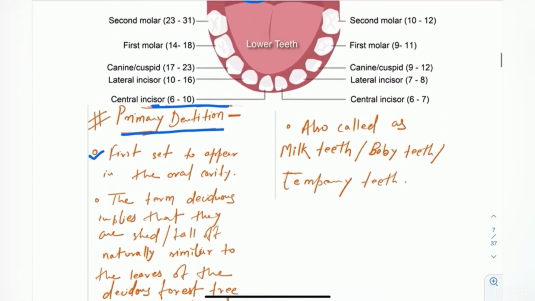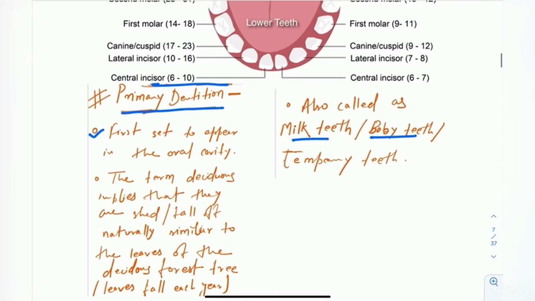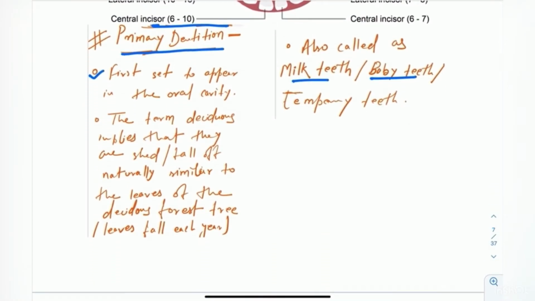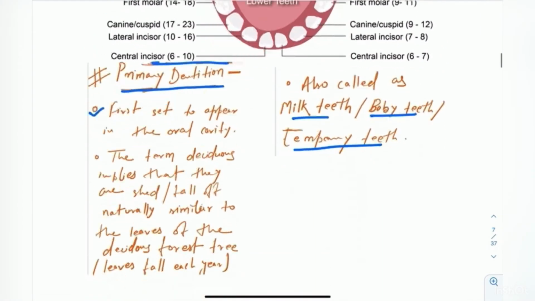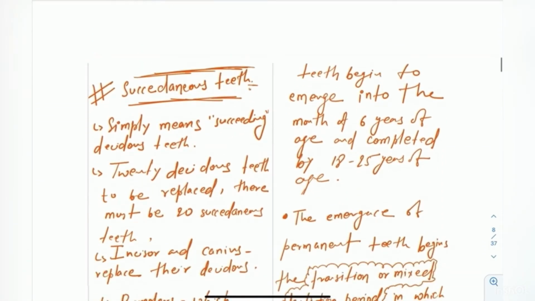It is also called milk teeth or baby teeth. Deciduous dentition, or the primary set, is also called milk teeth, baby teeth or temporary teeth. So these are the terms which we use for primary dentition, and I think you are clear with this.